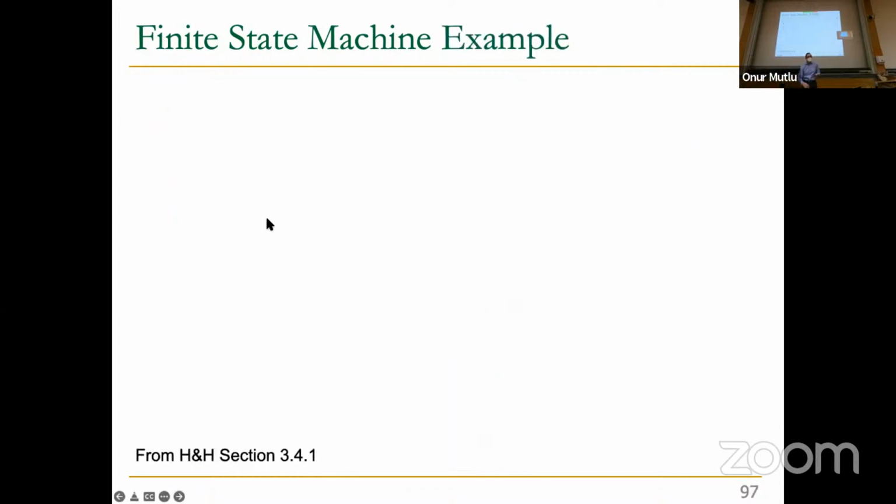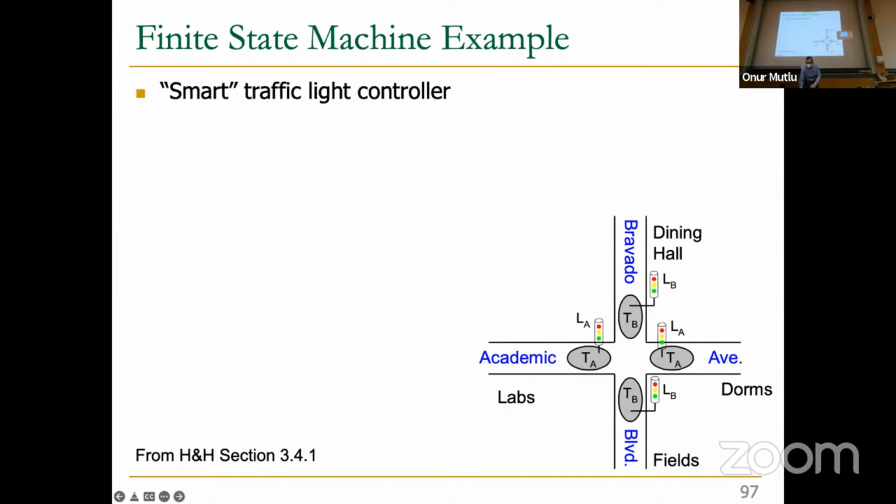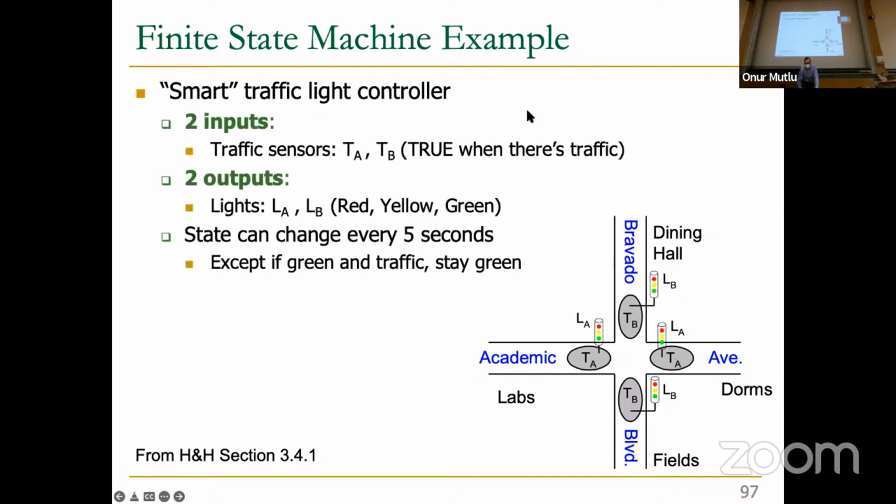But we're going to get to one finite state machine example, which is also in your book. So if you don't follow this, don't worry. It's not my favorite example, frankly, because it's called a smart traffic light controller, but it's not very smart. You don't want to be driving in traffic where you have traffic light controllers like this. You will see what I mean soon. But basically, you have these traffic lights, as you can see, TA and TB.